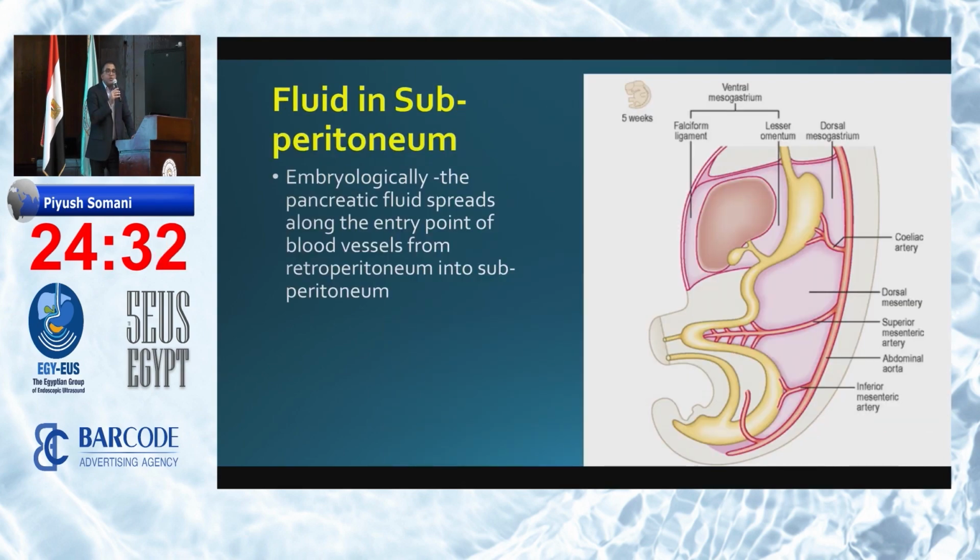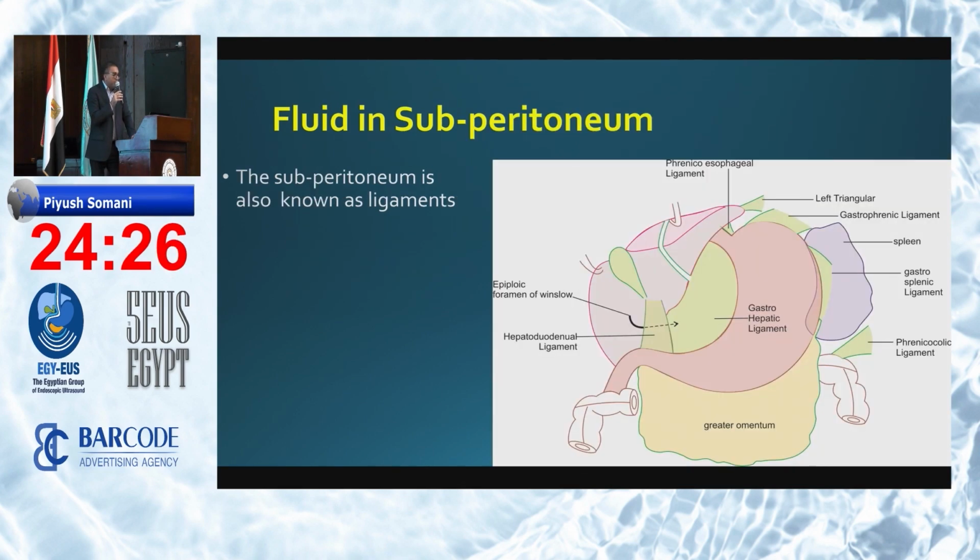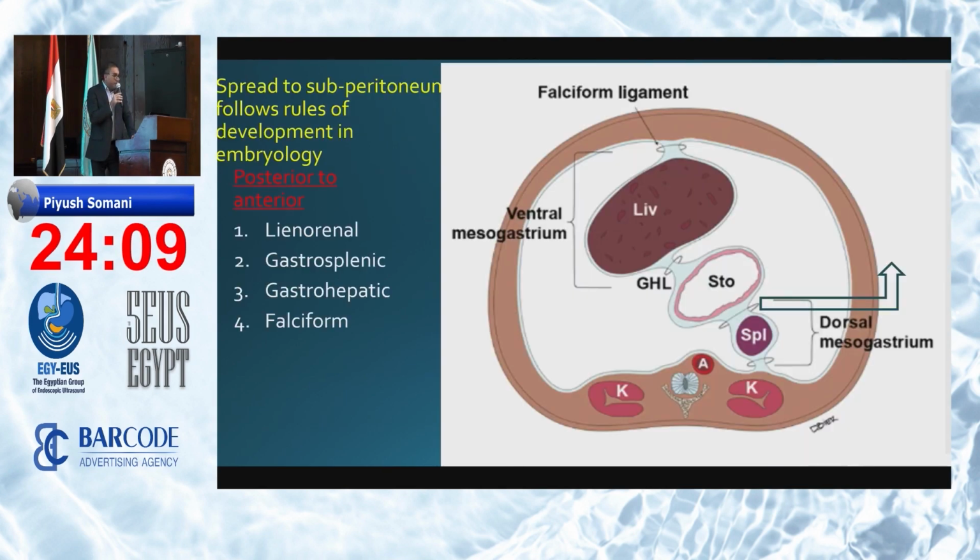Then fluid goes into the subperitoneum, which is basically the ligaments. These are the embryological ligaments. Fluid in the subperitoneum is also known as ligaments, and as you can see, the gastrohepatic, the gastroduodenal ligament, the gastrosplenic, the gastrophrenic ligament. These ligaments are peritoneal, hyperechoic ligaments, which also help in the spread of the fluid.